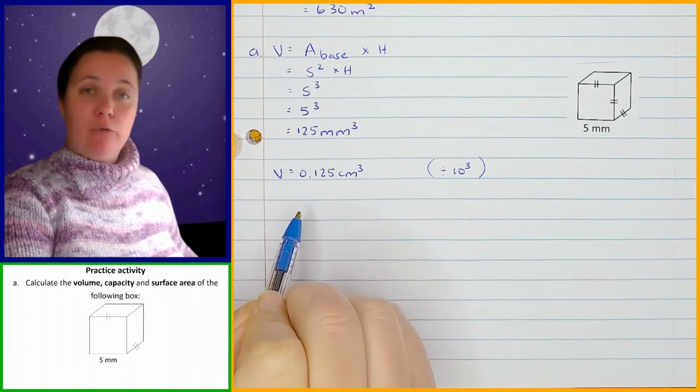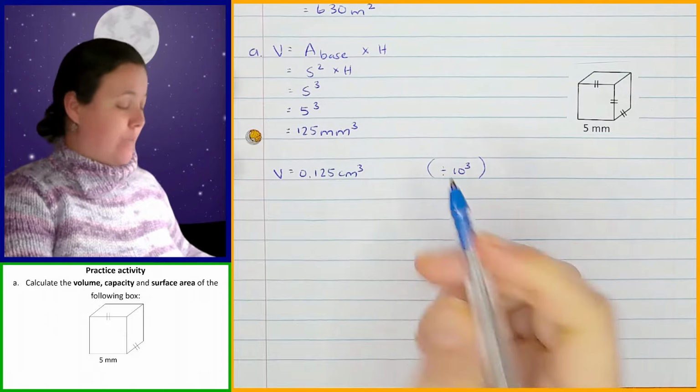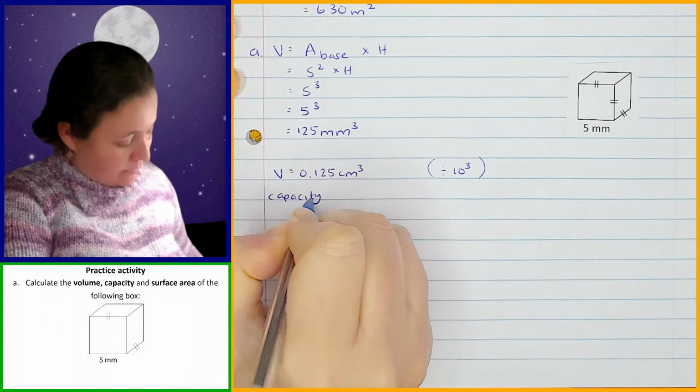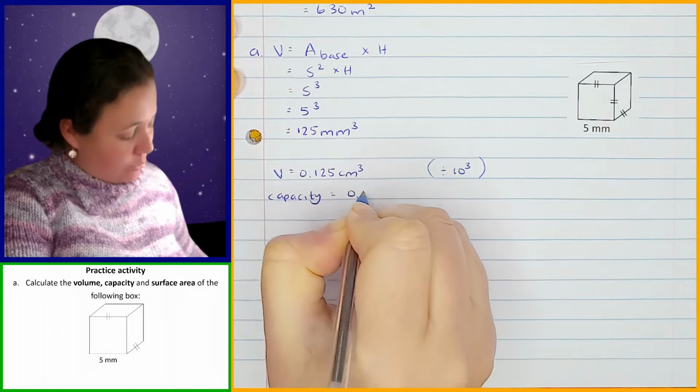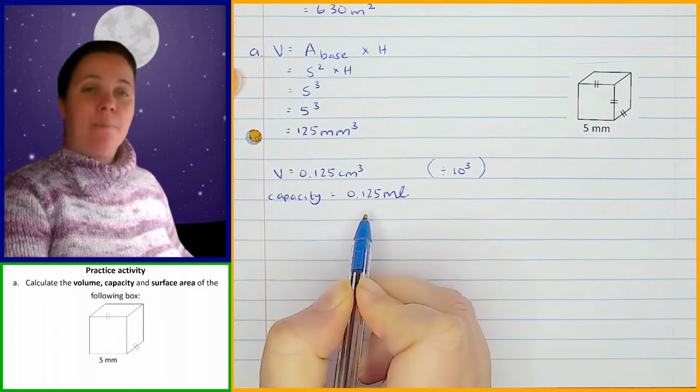So now I can write down what my capacity is, because it's now in centimeters cubed, so I can convert that directly to milliliters. So my capacity is going to be 0,125 milliliters. Okay, now let's go and work out our surface area.